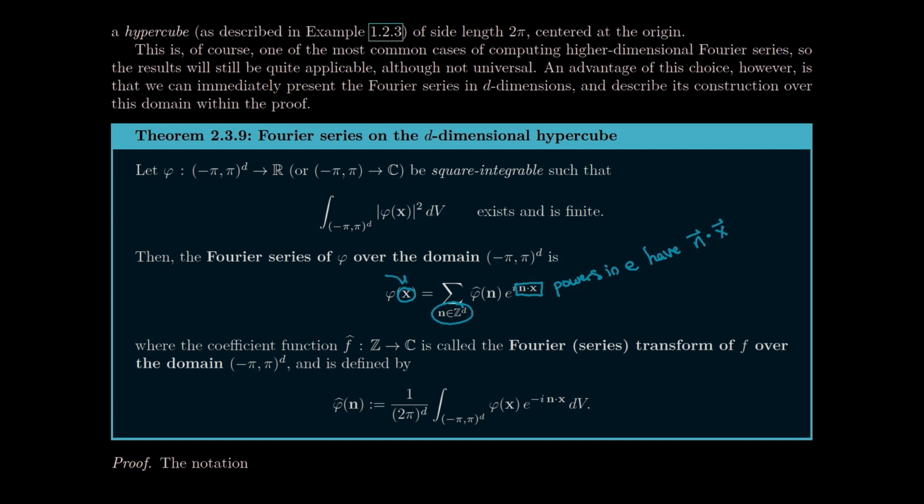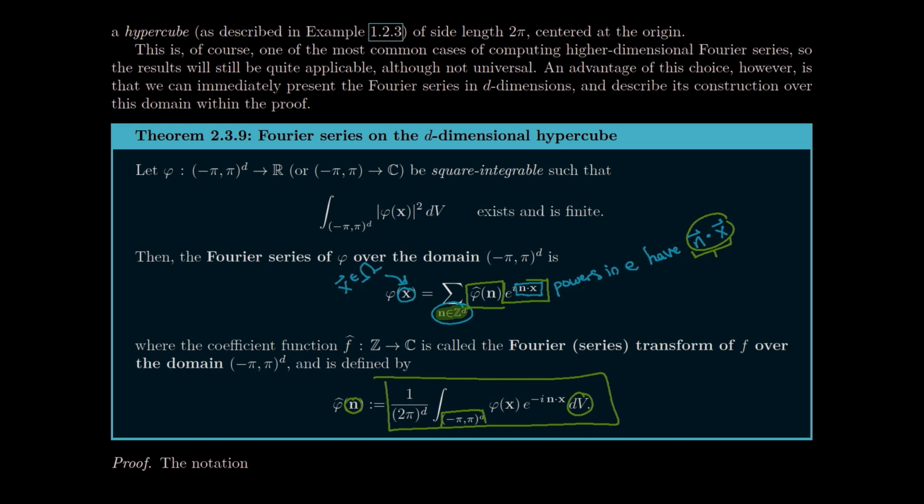So for every x in omega, I have an n in the d-dimensional integers, and I'll explain what those look like in a bit. But for every x in omega, I'm summing over all n's in the d-dimensional integers, and within the sum, I'm computing the dot product of the vector n and the vector x, and that's what goes into the power of e. And then I have this phi hat, which depends on every n in these d-dimensional integers, and that looks the same as before as well. I'm just going to compute the integral over omega. I'm going to compute it with respect to the volume measure.